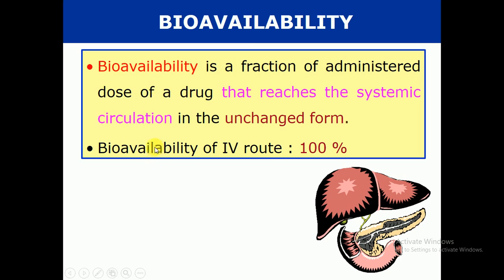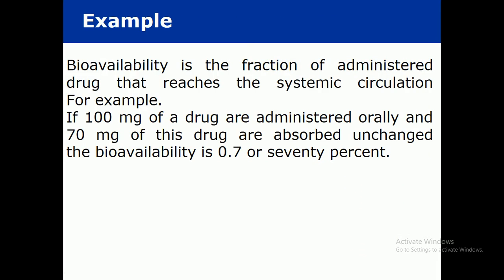They have mentioned here that the bioavailability of the IV route is 100%. This is the classical example of bioavailability. Once again, bioavailability is the fraction of the administered drug that reaches the systemic circulation. For example, if 100 milligrams of a drug is administered orally, and 70 milligrams of this drug is absorbed unchanged, then the bioavailability is 0.7, or you can say 70%.